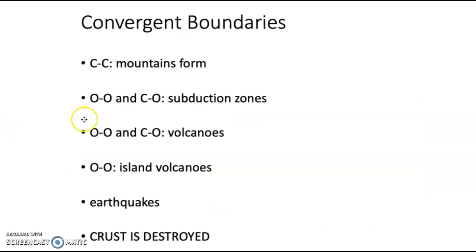So again, just to go over them. CC, continental crust, means you get mountains. If you have oceanic and oceanic crust, or continental and oceanic crust, you have a subduction zone. If you have that same result, you would also see volcanoes. If you have just oceanic and oceanic, you might see island volcanoes. And lots of earthquakes, of course, and crust is destroyed. That's the biggest thing.